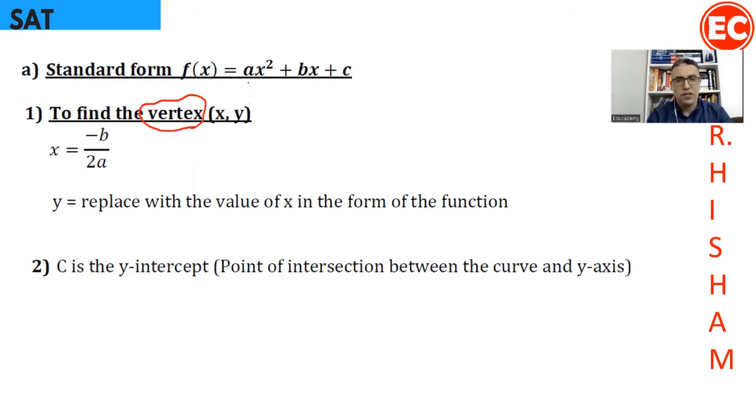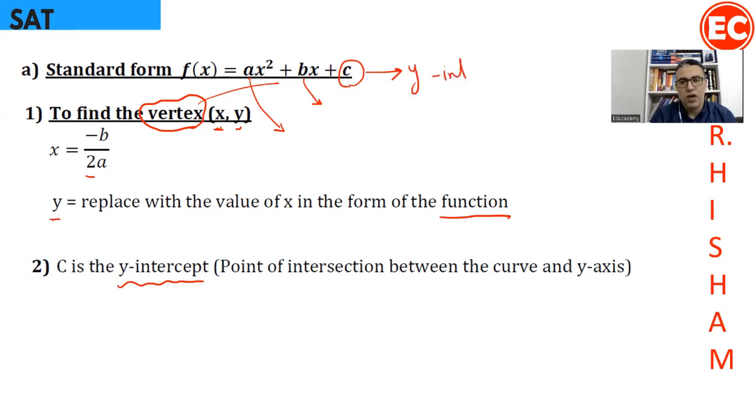Any vertex consists of x and y. x is equal to -b over 2a, and y is the value obtained by replacing x with -b over 2a. Again, x is equal to -b over 2a, where b is the coefficient of x, and a is the coefficient of x squared. And by replacing the value of x into the function, I will find the value of y. So this is how to find the vertex. And then the y-intercept is the value c. So c here gives me the y-intercept.